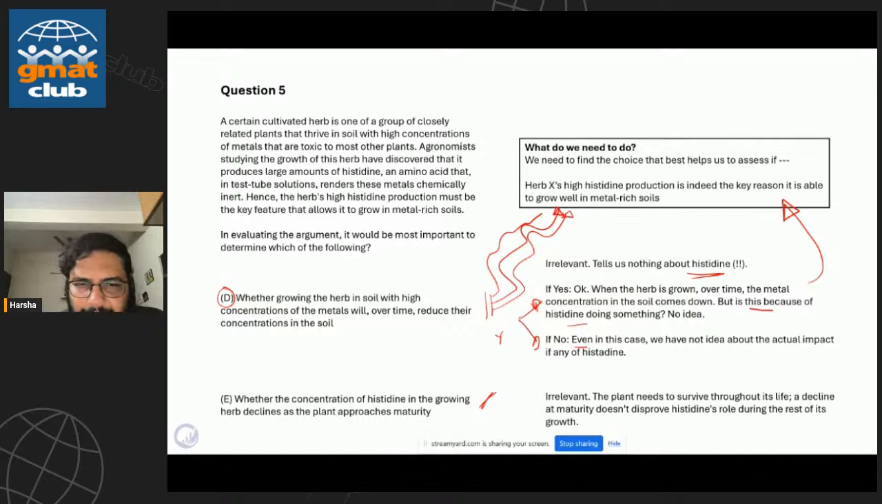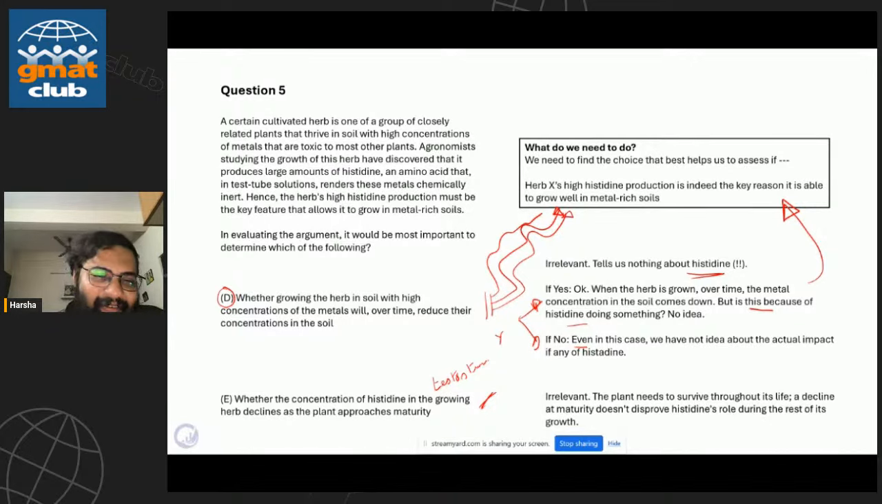Again, it's irrelevant. When I was reading this, my brain thought of what we have in our bodies, like testosterone, right? Now, as we grow old, as we mature, let's say, this chemical is going to go down in our body. That doesn't tell you anything about what the chemical did.